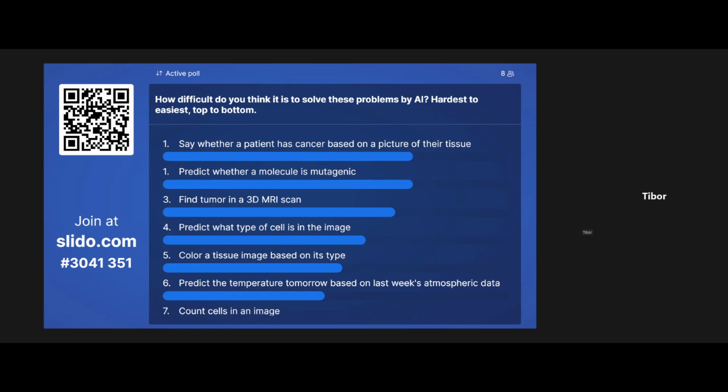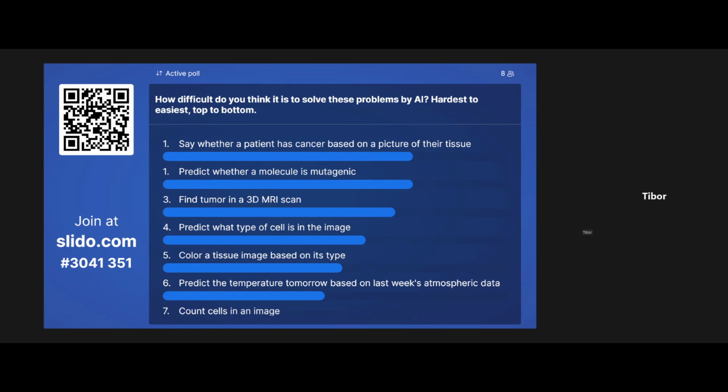Finding tumors in a 3D MRI scan. Now, this one, you'd be surprised, is actually a very simple problem. It's kind of unexpected usually, but finding tumors in a 3D MRI scan, if you have labeled datasets, as in you have datasets where it's already been marked by a doctor and then the AI learns from it, it's relatively simple for the AI to be able to do this. Predicting what type of cell is in the image, as you saw earlier with the black and white epithelial cells, it can be very difficult, especially if these cells are very similar to one another. So yeah, that is quite a difficult problem.